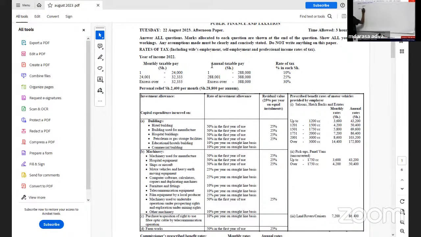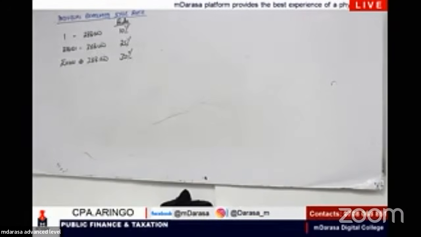288,001 to 388,000, then excess of 388,000 here, right? The rates given, of course, are 10%, 25%, and 30%. This is what you are given. I don't have to learn how to use this scale rate. So given this scale rate, my good students, how will you go about it?